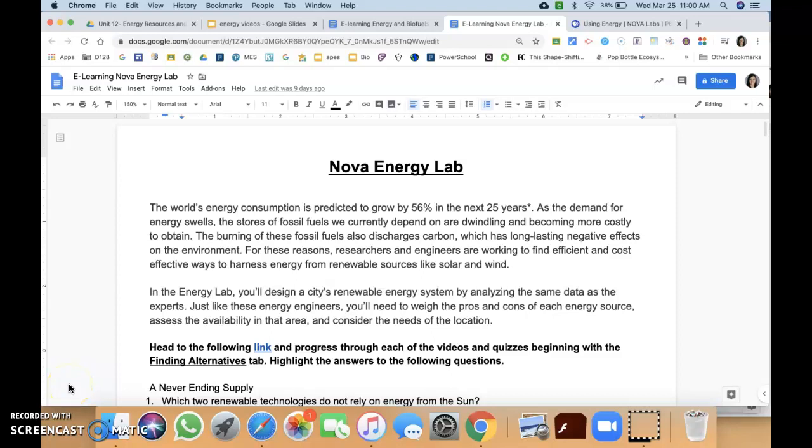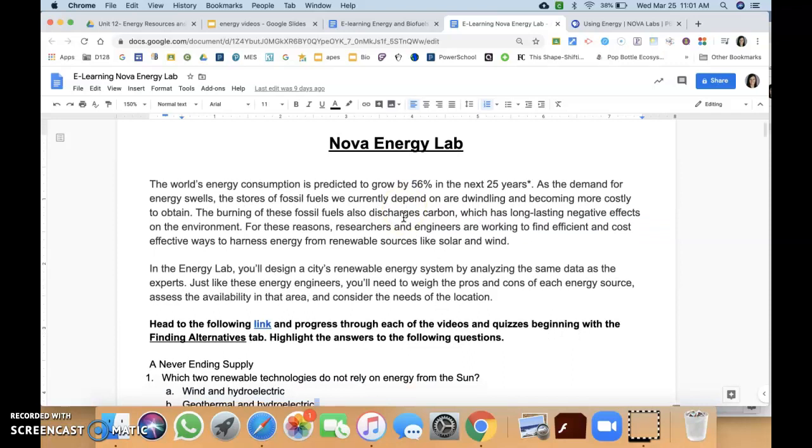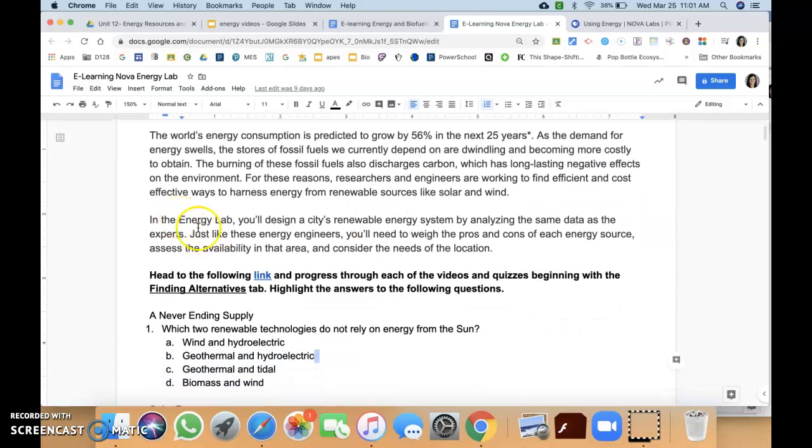So chapter 21 is the alternative energy resources for more of the long-term alternative energy. And the Nova Energy Lab is what we're going to be working on today. Basically, we're going to follow through a little bit of the energy lab, and then you're going to do a city design for renewable energy systems.